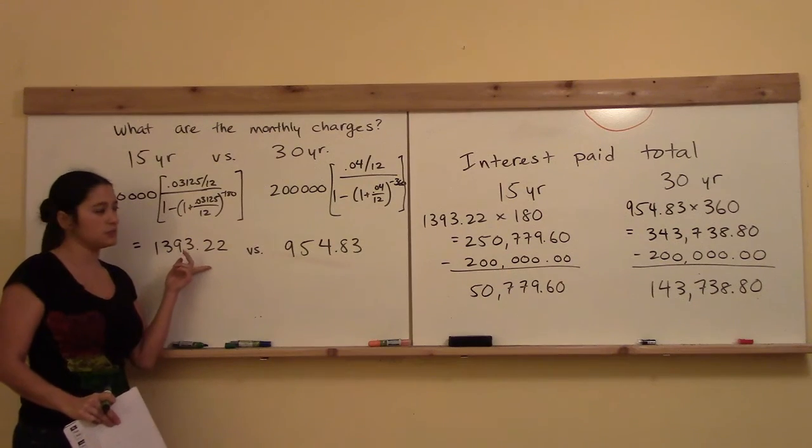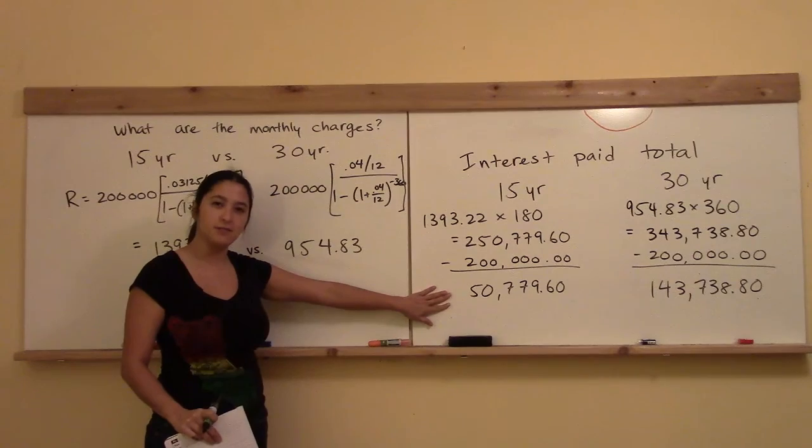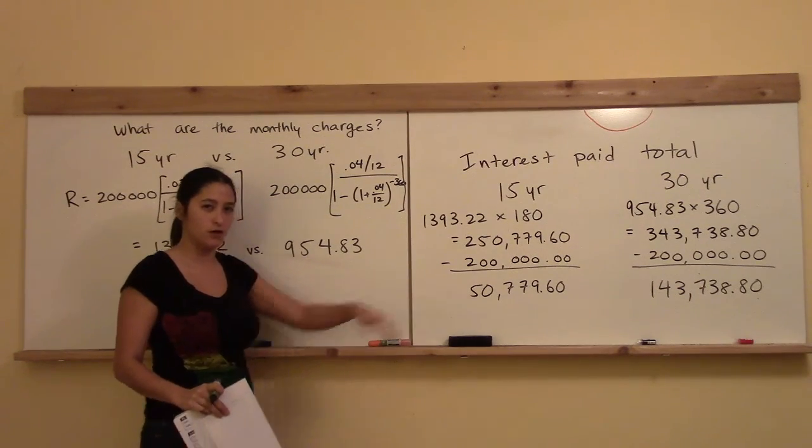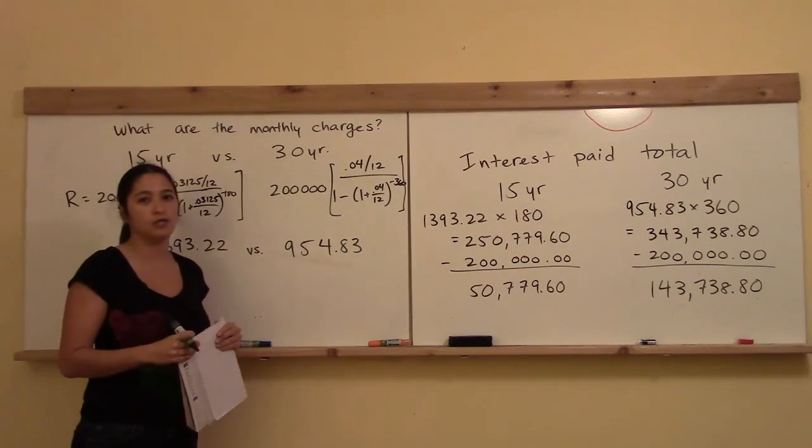It only went up by 46% because where did all that extra money go? You didn't have to pay it to the bank. So you got to keep more of your hard-earned money. So the lesson here is that you should pay off a loan as soon as possible.